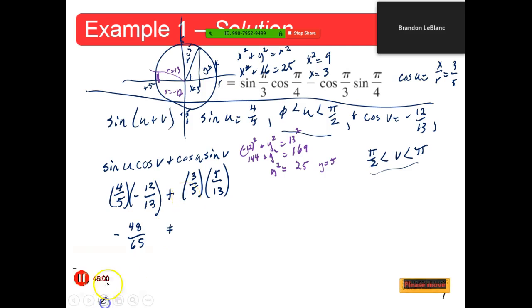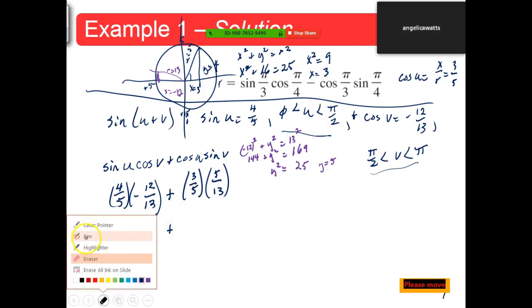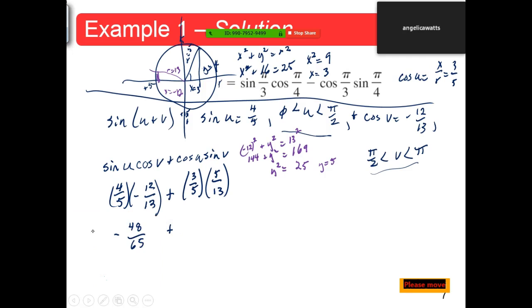This pen is slowing down, which I think means my internet connection is weakening. Sorry about that. Hopefully it won't go out. Your numerator here is 15, and your denominator here is 65 again.